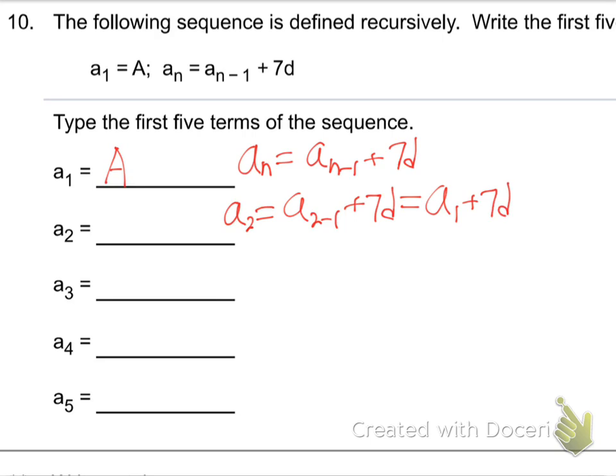So see how it refers back to A sub 1, doesn't it? And so what is A sub 1? A. A plus 7d. And that's all we can do is just say A plus 7d. It's just all letters. Can you find A sub 3? Plug in 3 for n everywhere. I hope this is easy.